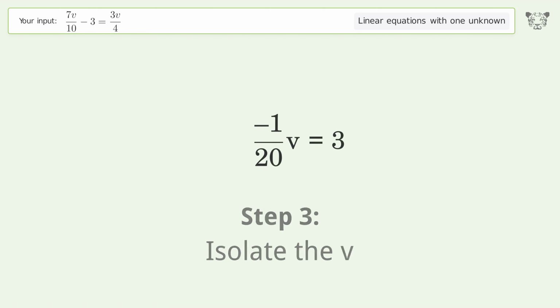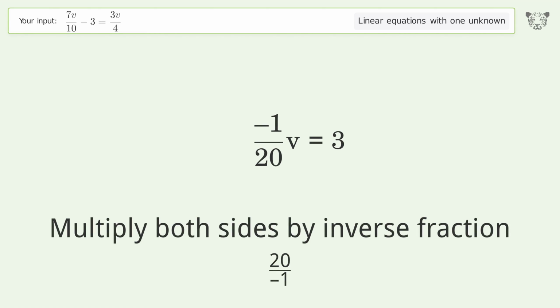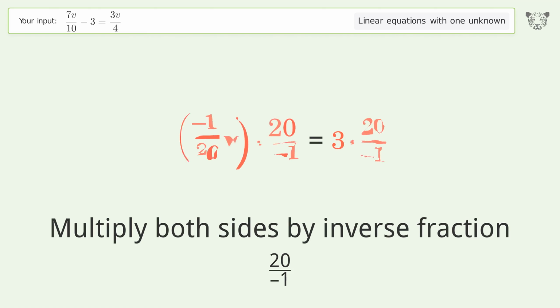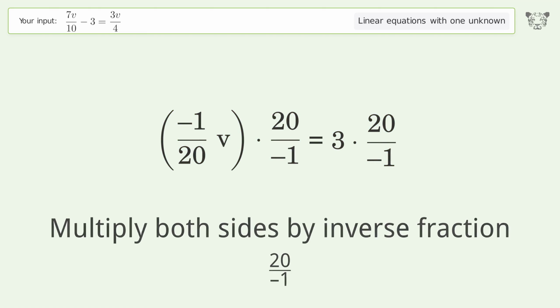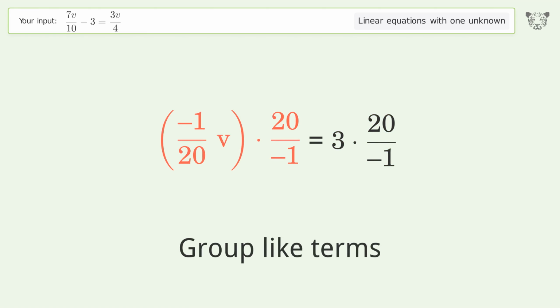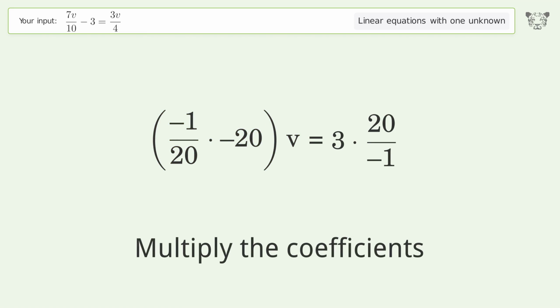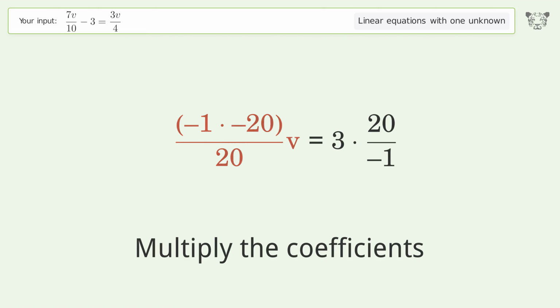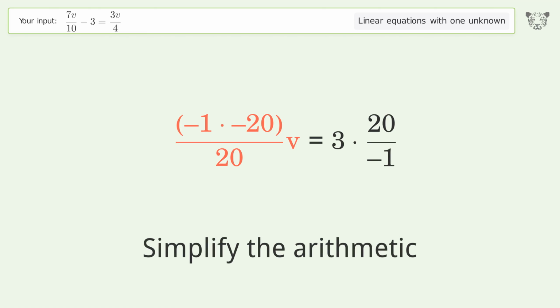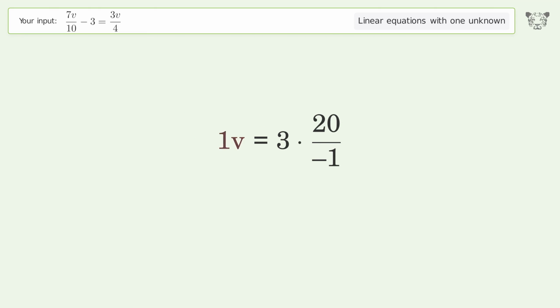Isolate the v. Multiply both sides by inverse fraction 20 over -1. Group like terms. Multiply the coefficients. Simplify the arithmetic. And so the final result is v equals -60.